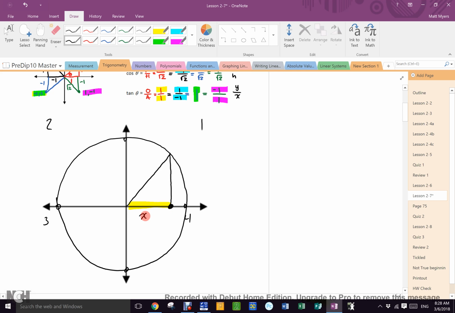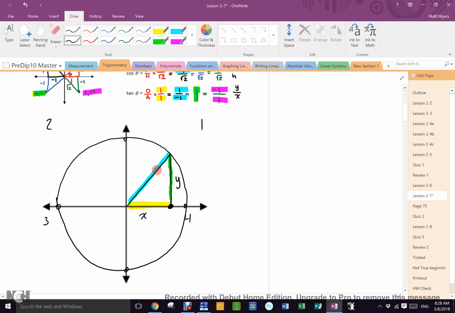Right? Because it's on the x-axis. Correct? What is this distance? Y. Positive y. Correct? Great. What is this distance?